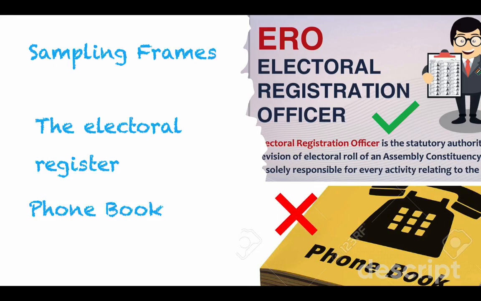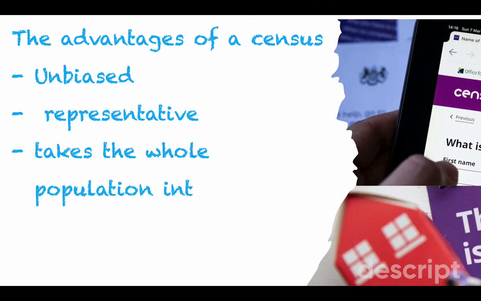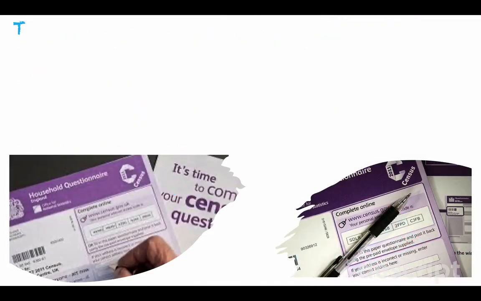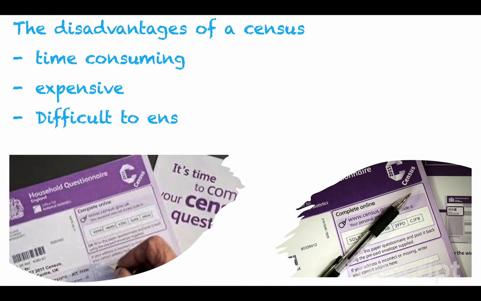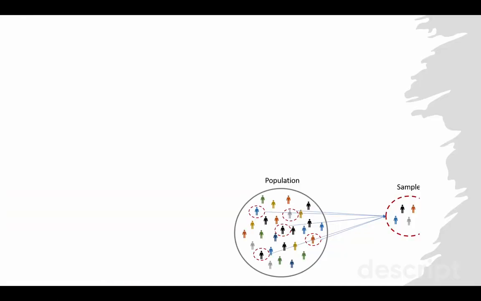The advantages of a census are that it will be unbiased, it will be representative of the population, as it takes the whole population into consideration. The disadvantages of a census are that it is time-consuming, it is expensive, and it can be difficult to ensure the whole population has been surveyed, and there's a lot of data to process.